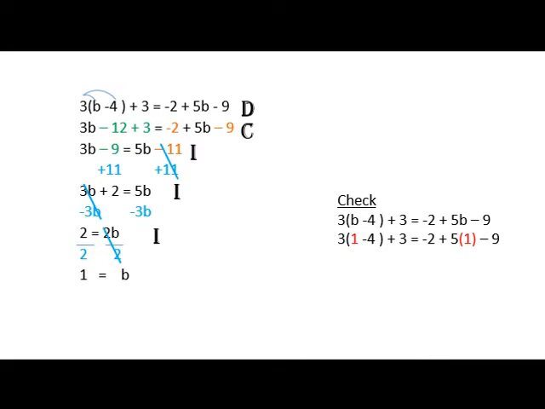We're going to check this work by substituting in again to the original equation, that 1. Following the order of operations, doing the parentheses first, 1 minus 4 is negative 3. And now moving from left to right with multiplication, I have negative 9 plus 3 equals negative 6. Negative 6 equals negative 6, so I know my solution is correct.